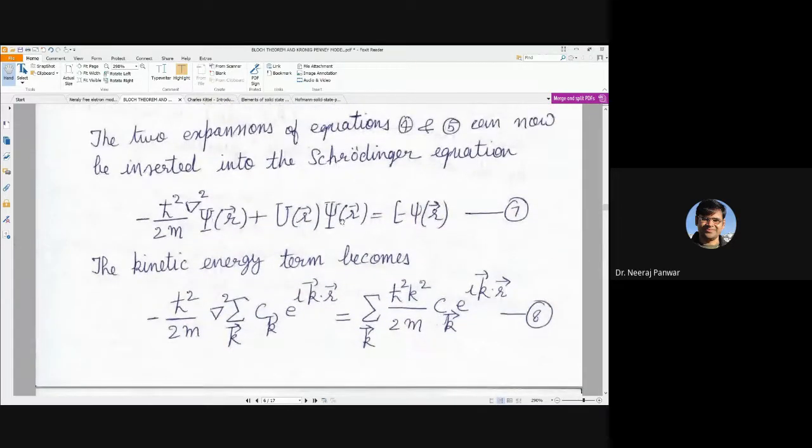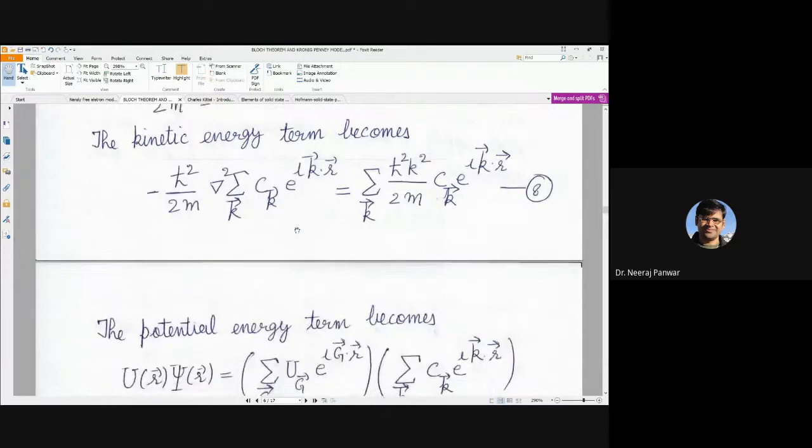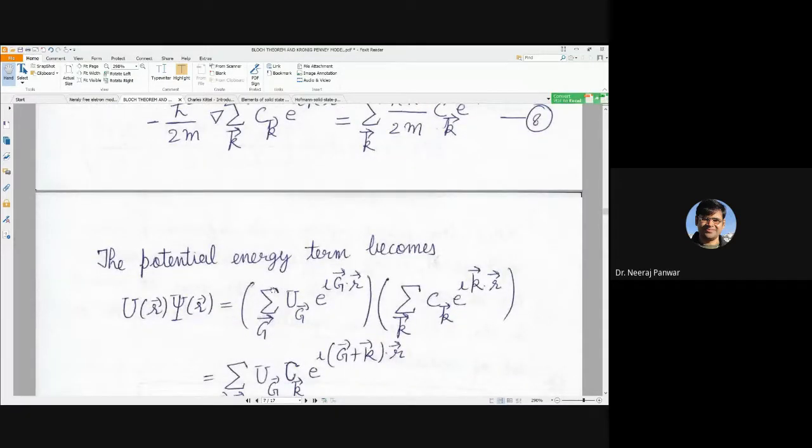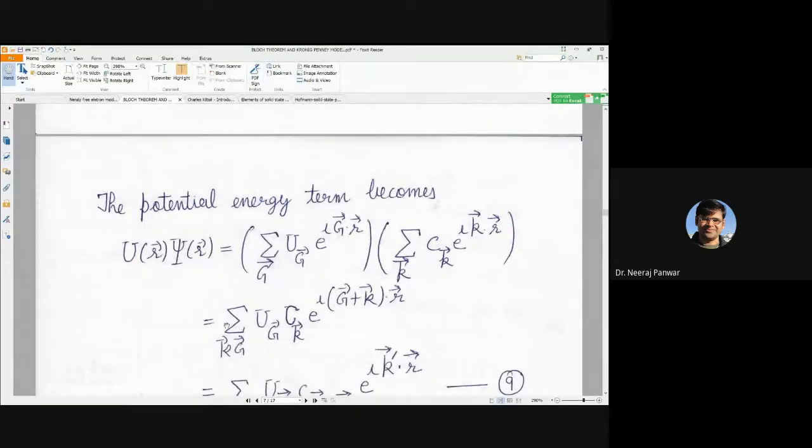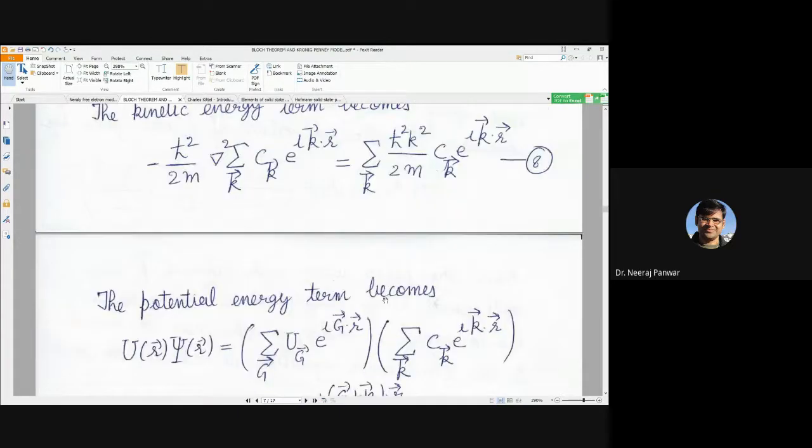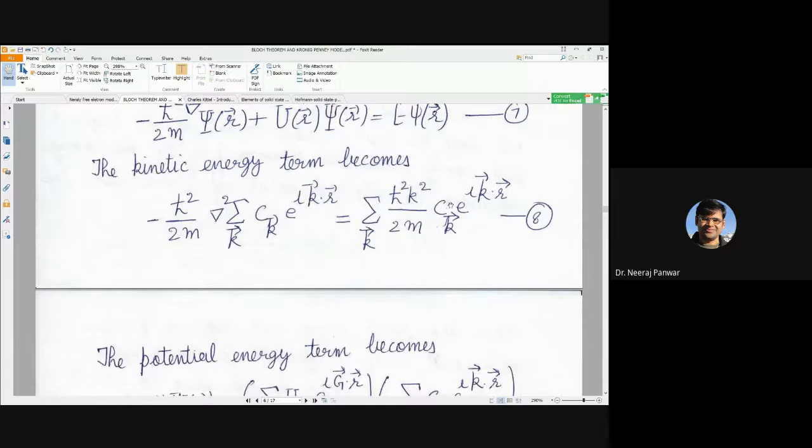Here we have the potential energy term as well as the wave function term. So we multiply the two periodic functions, the summation over G of U_G e to the power i G dot r multiplied by the summation over k of c_k e to the power i k dot r, which can be written as a summation over k and G of U_G c_k e to the power i (G plus k) dot r, or (k plus G) dot r. Now here this exponential function has e to the power i (k plus G) dot r, and the kinetic energy term has the exponential e to the power i k dot r.